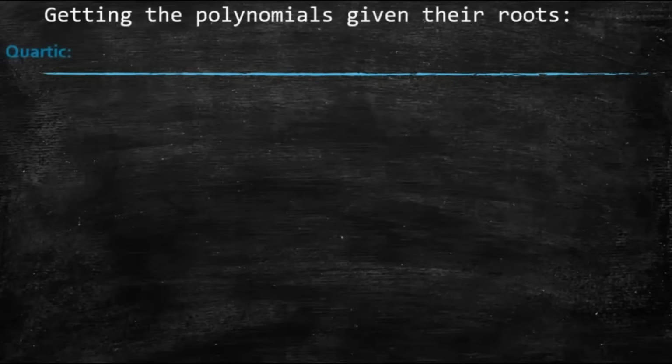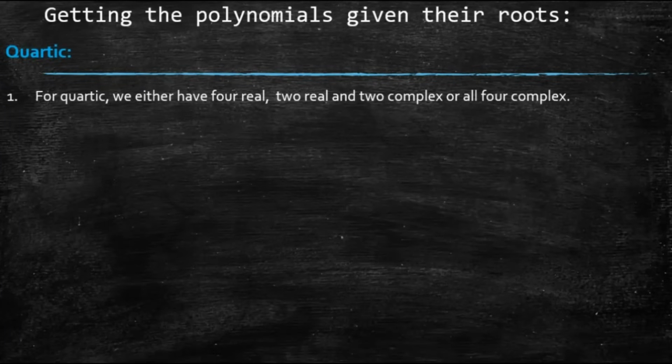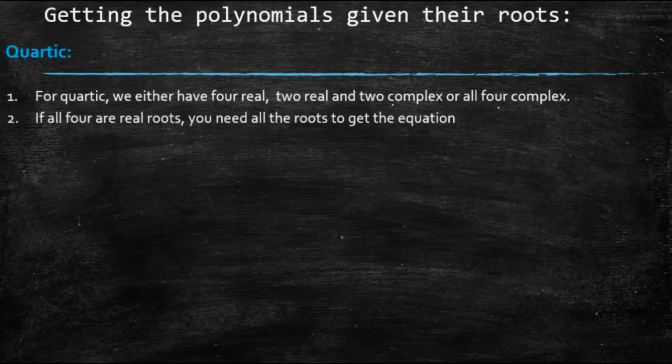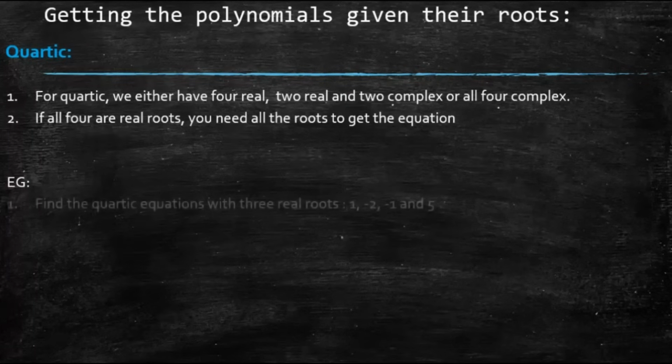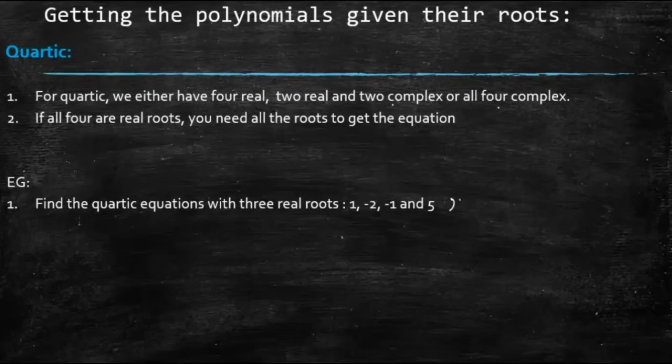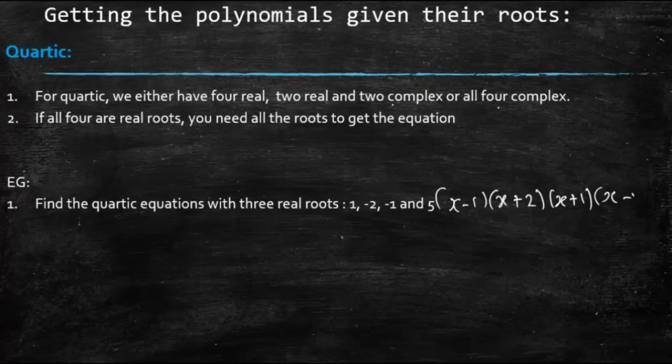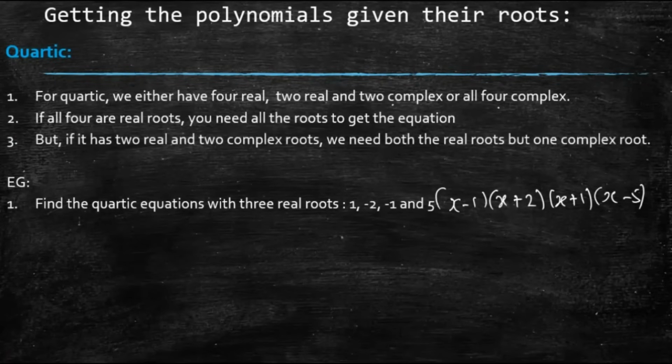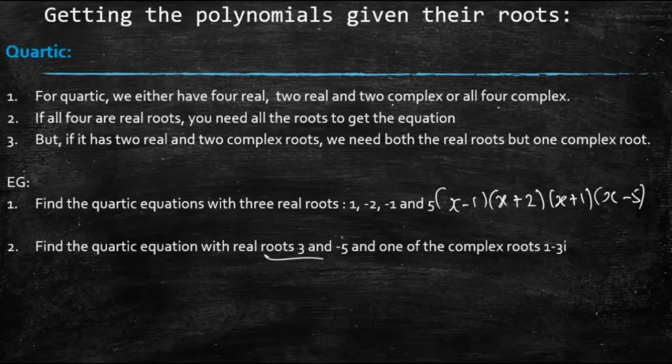Moving on to quartic. In a quartic, you can have different options: all 4 real roots, 2 real and 2 complex, or all 4 complex. If all 4 are real roots, of course you need to be given all the 4 real roots so that you can make the equation like this with linear factors. And this is easy, you would have done this before. When it has 2 real roots and 2 complex roots, what do we need? You need both the real roots, and it's enough if you have one complex root so that you can get the other complex root.